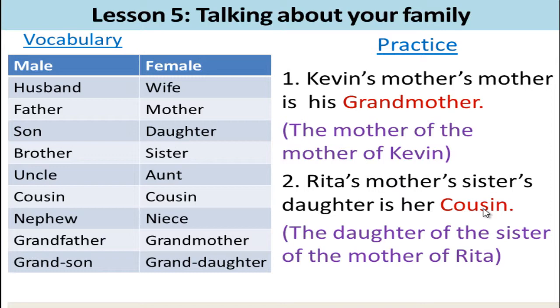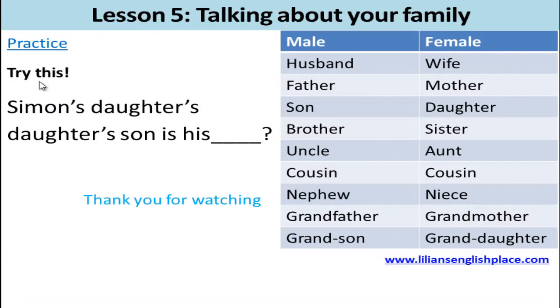And if I want to talk about my cousin, if I want to describe my cousin to you in terms of the family tree, I would say the daughter of my father's brother, or the daughter of my father's sister is my cousin. So that's why we have here, if you remember our family tree above, Rita's mother's sister's daughter is her cousin, right?